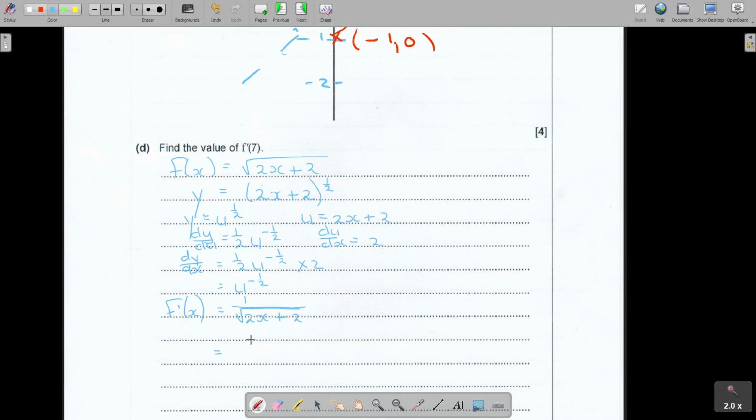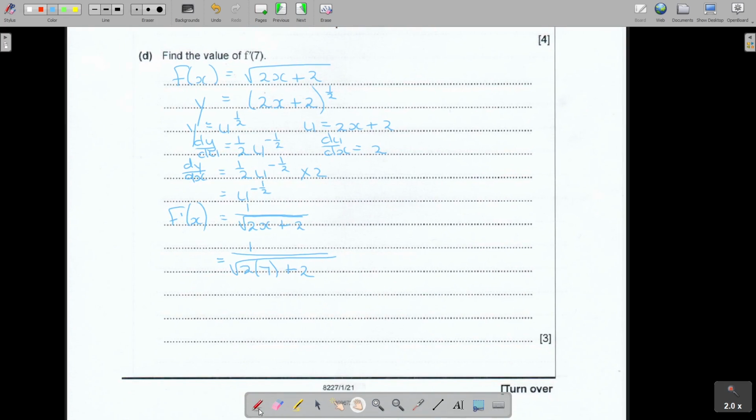And I can just substitute it back. It's 2, and in the place of x it's 7 that they say, plus 2. And that's going to be 1 over, now 2 times 7, that's 14 plus 2, and that's 1 over the square root of 16. And the final answer of this question is going to be 1/4. And that's how you do it.